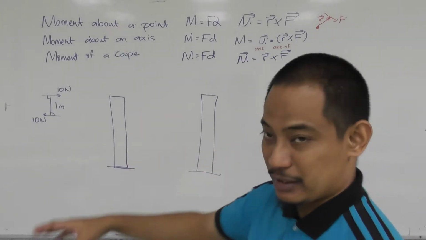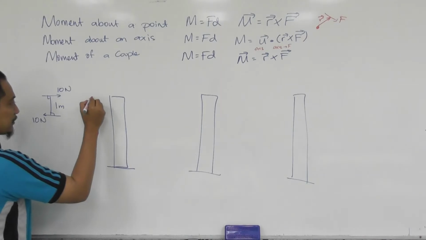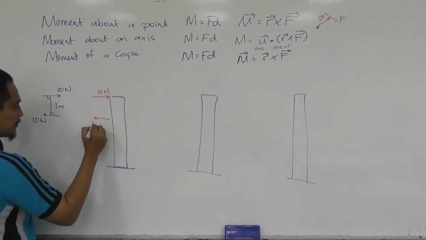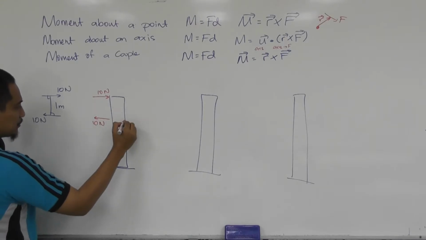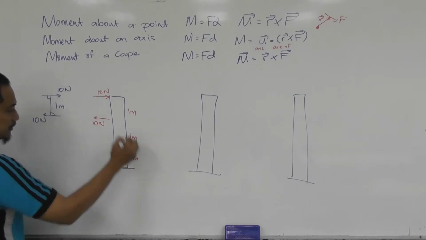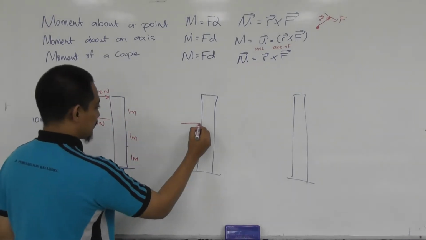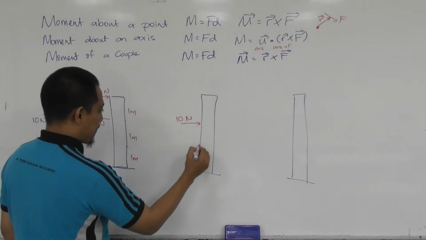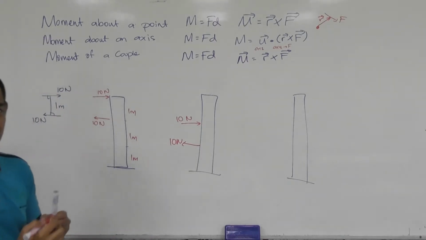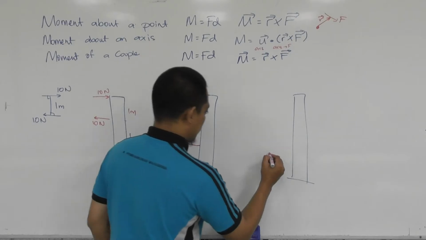So we consider that one, and we put it at different places. For example, here we put this couple here, so 10 Newton, obviously this is 1 meter, 1 meter, 1 meter in a 3 meter total, right? And for this one, we just put it here. Meaning it's exactly the same couple, we just shift it downwards here, and we shift it also downwards here.